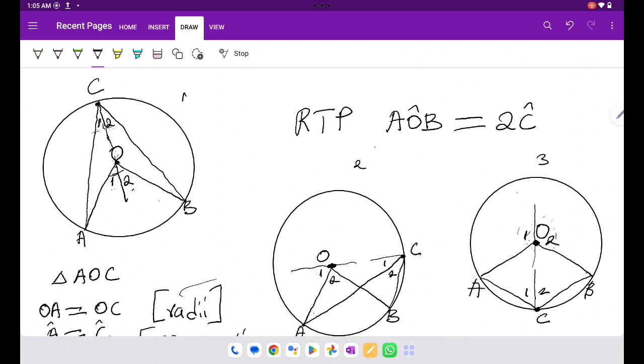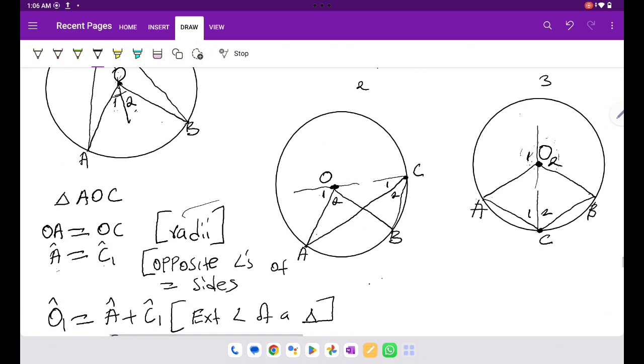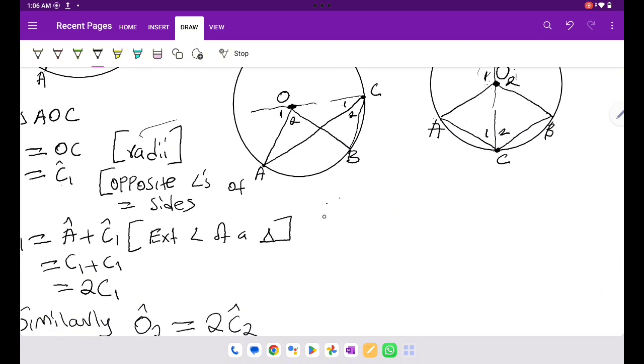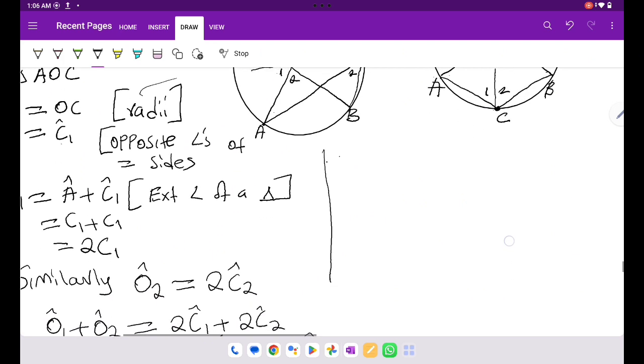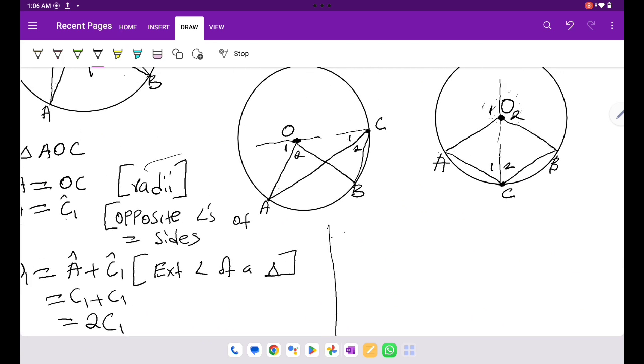Now, this proof works the way we have done it. Everything will work the same on diagram number 1 and diagram number 3. But it changes a little when we look at diagram number 2. So with diagram number 2, we are just going to work it out here. Now, up till O1 equals twice C1, let's take it from there. We said that O1 is twice C1. We have seen how this came.